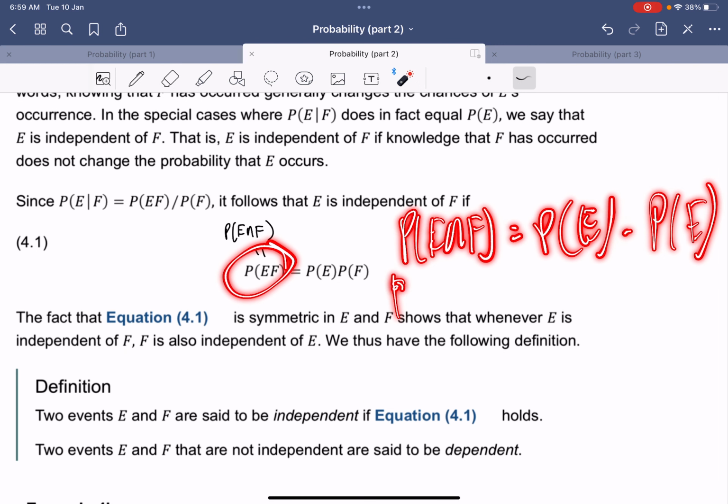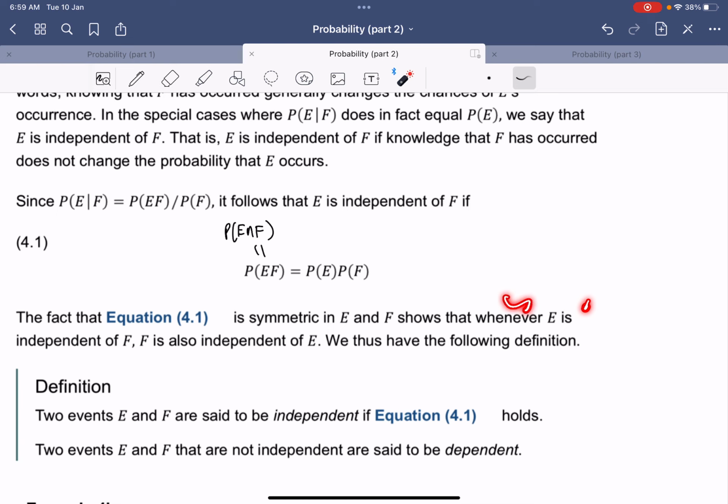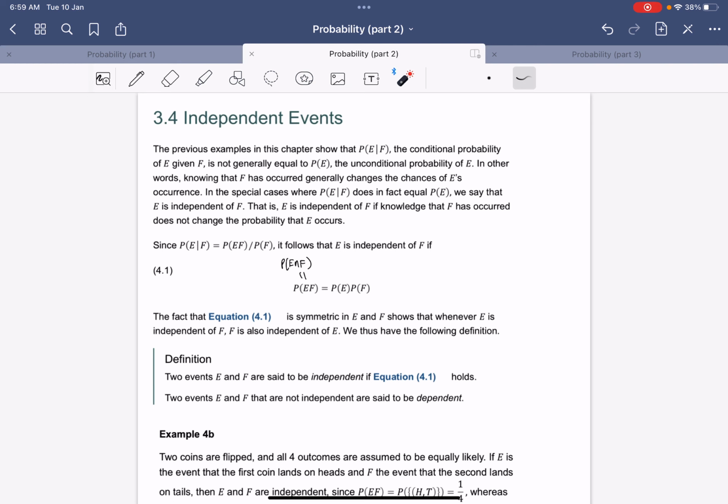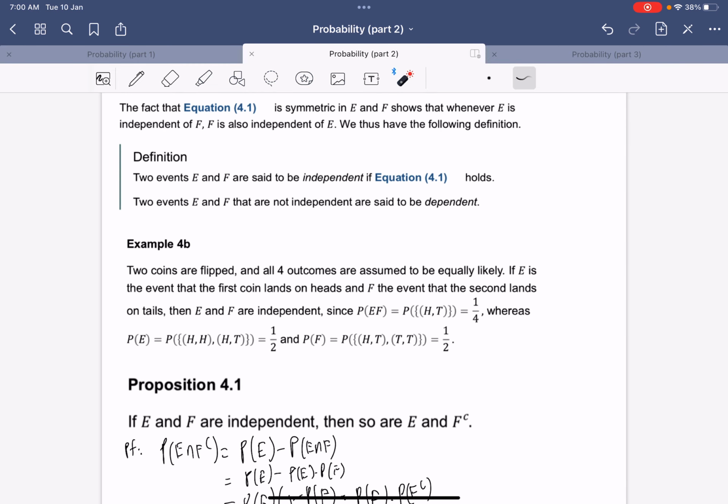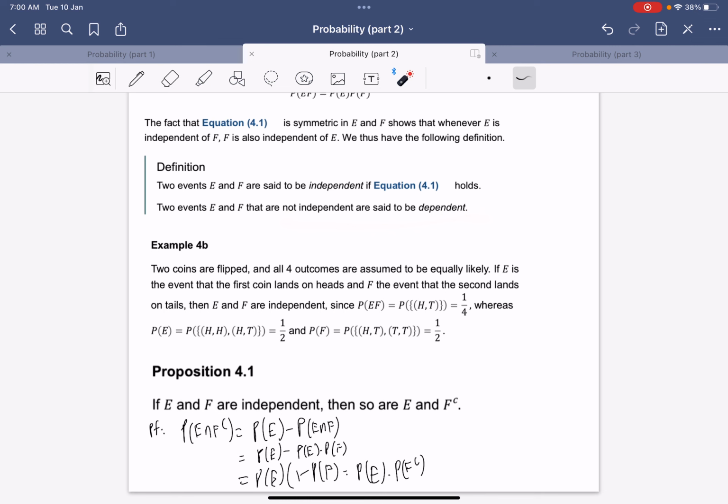And that is because the probability of E intersect F equals the probability of E given F times the probability of F. And so E given F is the probability of E, and so that's why it's just the probability of E times the probability of F. And so you're independent if the intersection equals just the two probabilities multiplied together. And that is really just saying one probability does not affect the other probability. And if you're not independent, then you're known to be dependent.